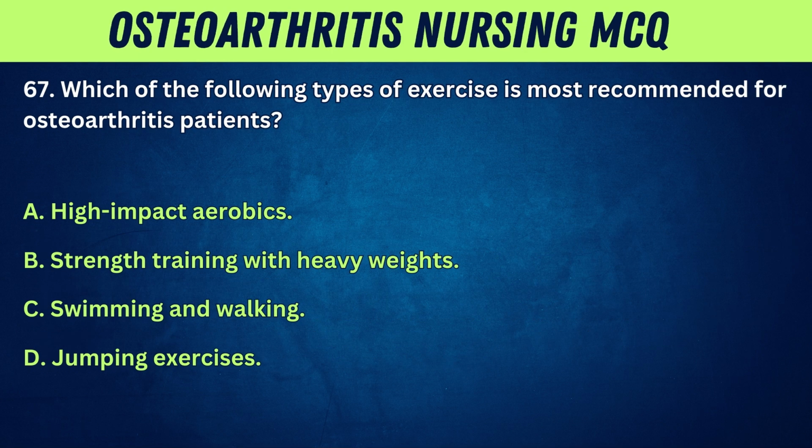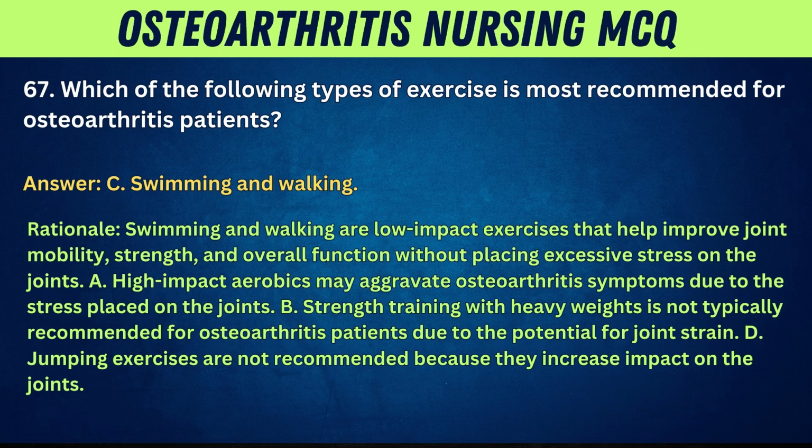67. Which of the following types of exercise is most recommended for osteoarthritis patients? A. High-impact aerobics. B. Strength training with heavy weights. C. Swimming and walking. D. Jumping exercises. Answer: C. Swimming and walking.